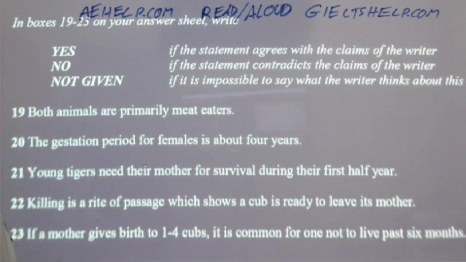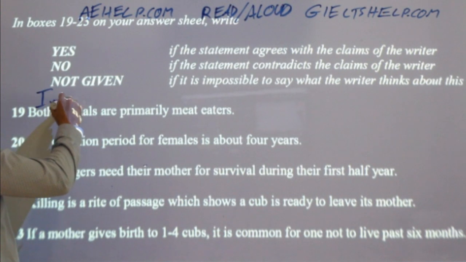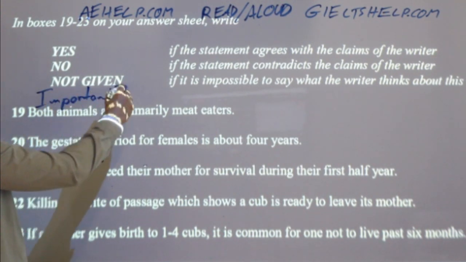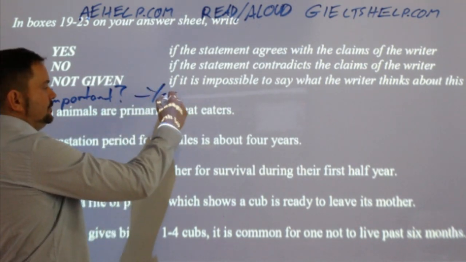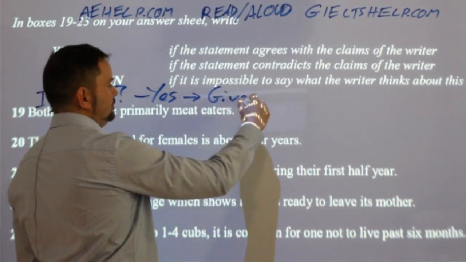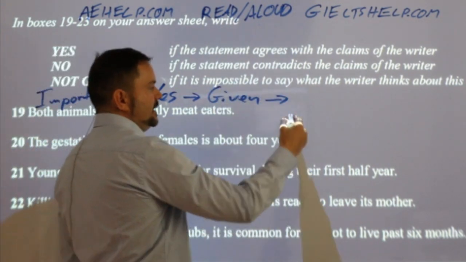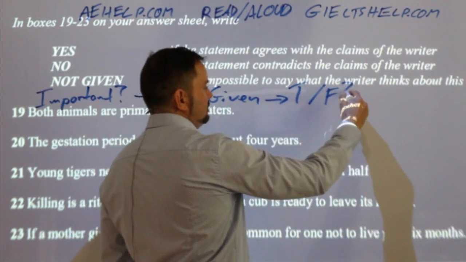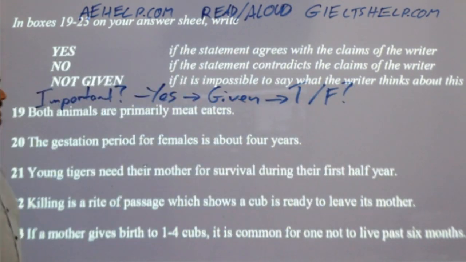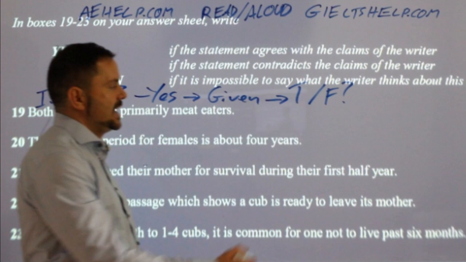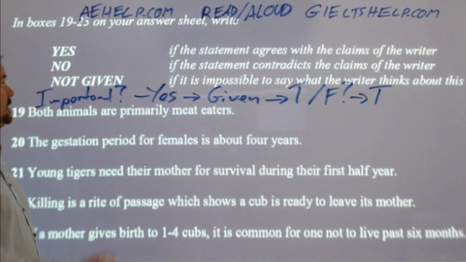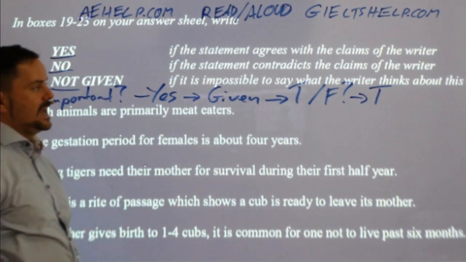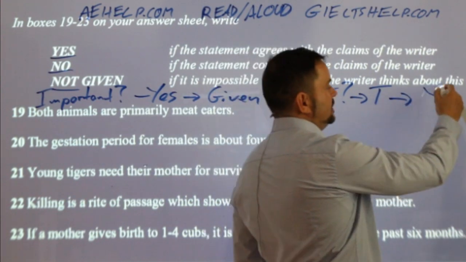First question, is it important to know about the diet of tigers for this passage? Yes. So it's given. Okay, if it's given, is it true or is it false? Well, as much as I know about tigers, they both like to eat meat, just like all of the other cats in the cat family, so it's true. Now I pay careful attention because this is yes, no, not given. So in my answer sheet, I write yes.